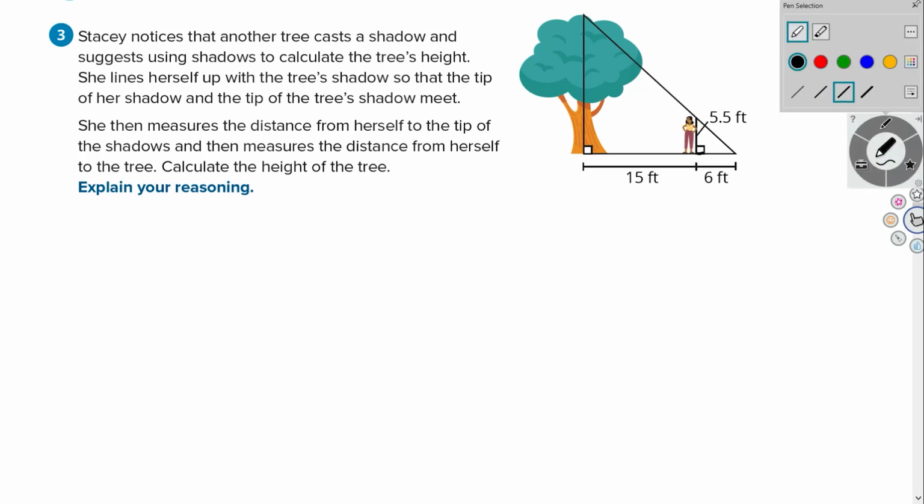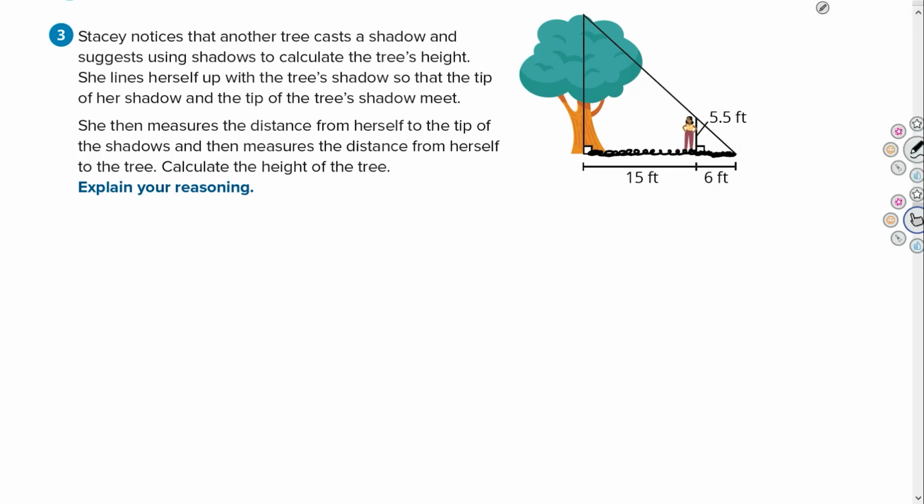So here I have Stacy's shadow on the ground, and where the shadow ends, the top of her head in the shadow, it matches up with the tree's shadow. The tree's down here, and the top of that tree shadow hits the exact same point. So she moves around and finds out so that her shadow and the tip of the tree's shadow meet.